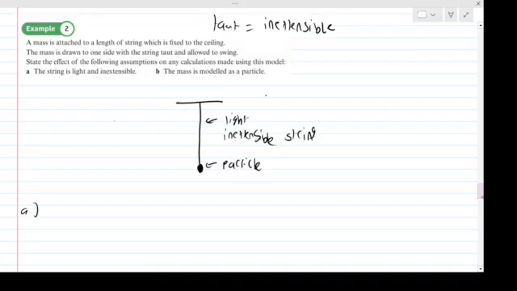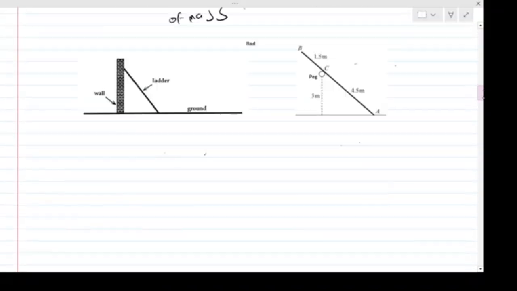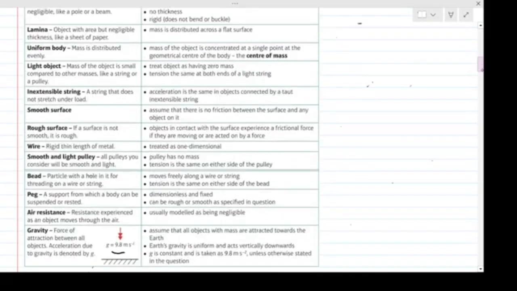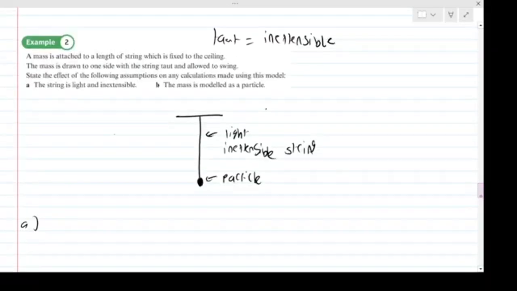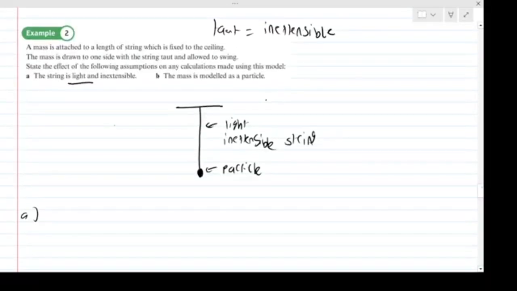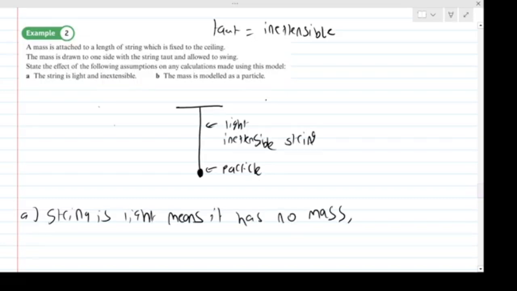If you again refer to this list of assumptions, what we went over just now is that a string being light means it has no mass, but also tension is the same all throughout the string.